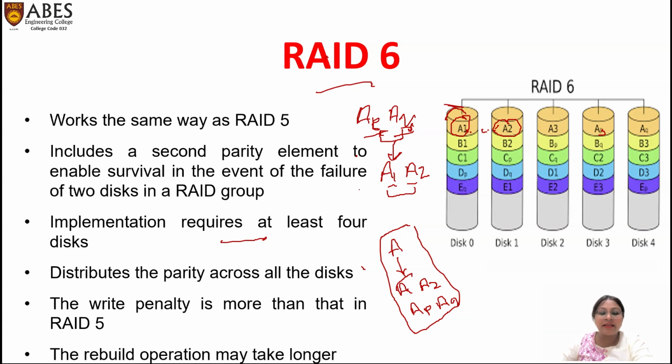The write penalty is more than in RAID 5. The rebuild operation may take longer because there are two parities, so we have to rebuild the data by using the two-equation method, which takes more time as compared to the RAID 5 level.